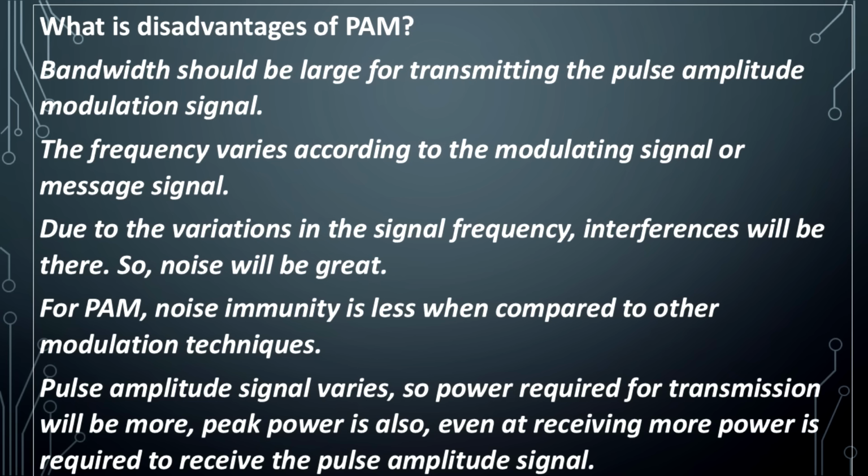Pulse amplitude signal varies, so power required for transmission will be more. Peak power is also high, and even at receiving, more power is required to receive the pulse amplitude signal.